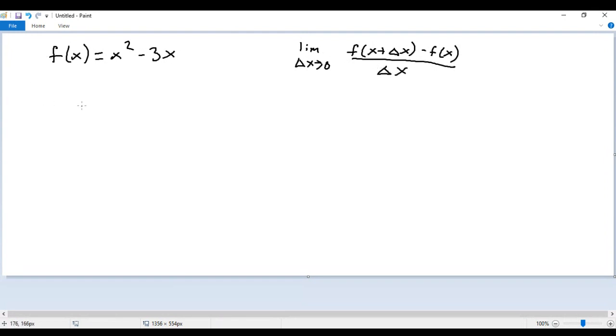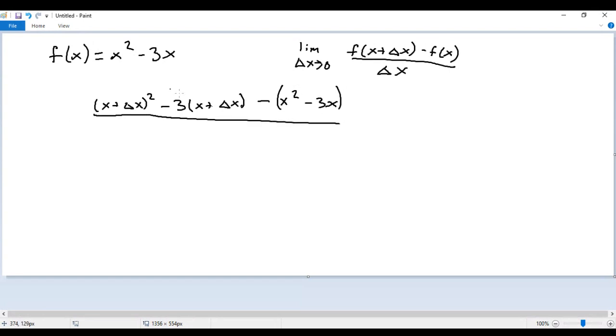So f of x plus delta x is simply going to be x plus delta x squared minus 3 times x plus delta x, where instead of just having x, we replace all of our x's with x plus delta x's. Then we would take away our original f of x, so minus x squared minus 3x. Again, this all needs to be in parentheses. We will need to distribute this negative over to this negative 3x. That's a common mistake, so make sure you look out for it. And then that's all going to be over delta x. And of course, we need our limit statement. The limit as delta x goes to 0.